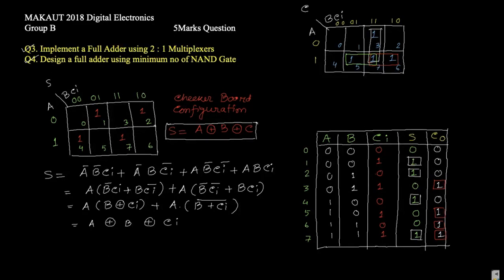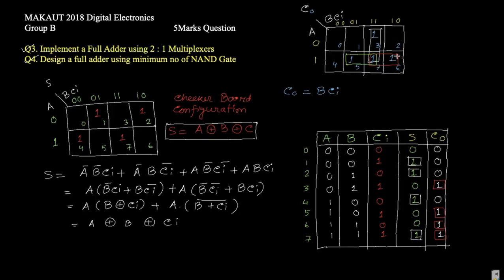So now writing the C output, CO. In the first case, for group 1, the expression is B Ci, because B and Ci are both 1 and they are not changing. A is 0 and 1, so A is changing and we cannot consider A. We consider only B and Ci.